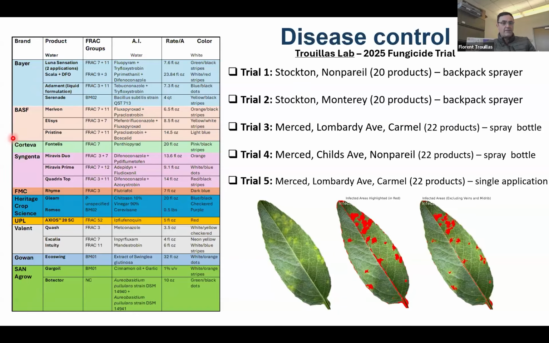I'll focus on the ones that have shown great results, but we worked with Bayer, BASF, Corteva, Syngenta, FMC, Heritage Crop Science, UPL, Valent, Go1, and Sanagro, looking not only at conventional fungicides, but we also looked at biocontrol solutions and biocontrol agents to address disease control for red leaf blotch.